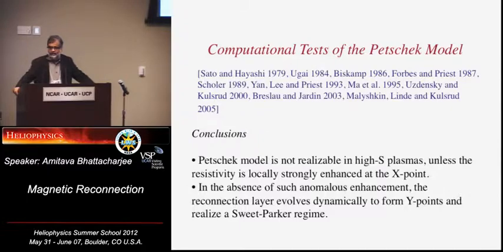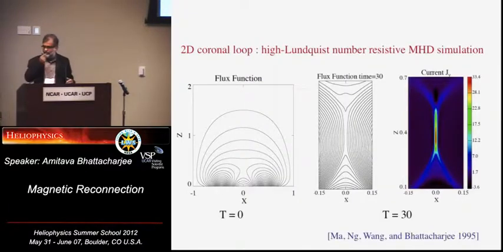Okay? Now, what if you don't do that? In the absence of such anomalous enhancement, the reconnection layer evolves dynamically to form Y points and realize a Sweet-Parker regime. Here is one that was done in my own theory group many, many years ago. There are any number of pictures like these, thousands. I just chose this because it happened to be one that I have a slide for. Imagine you're trying to simulate solar coronal activity. A typical popular model is you set up a two-dimensional vacuum field with field lines pointing. And the reason why this is an interesting state is that it is pre-biased to have an X point. So if anywhere Petschek would stay at the X point, this would be it, right?